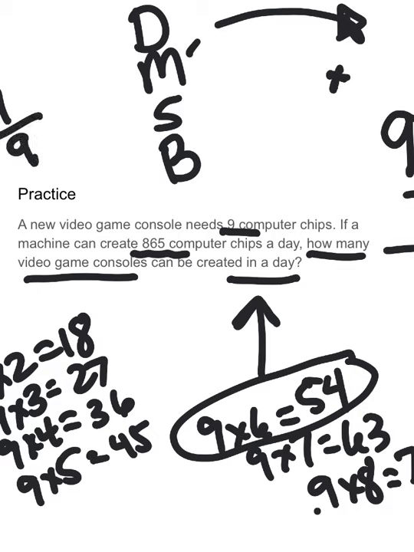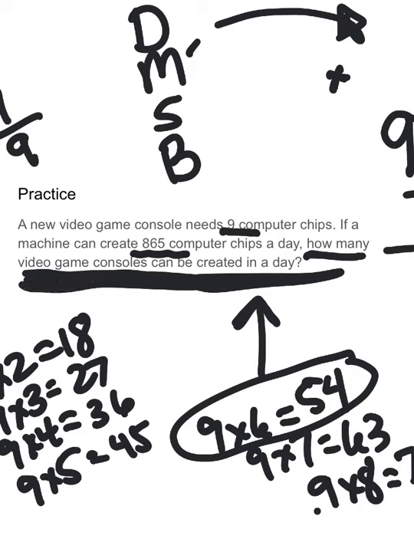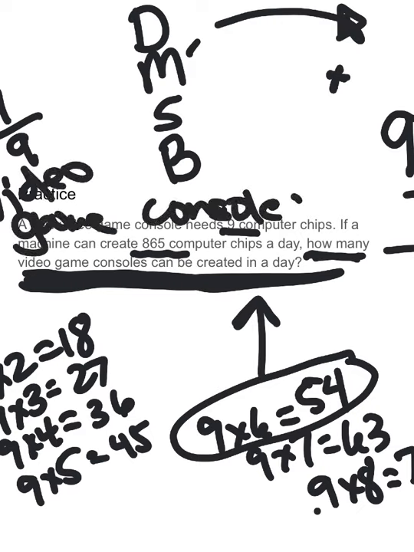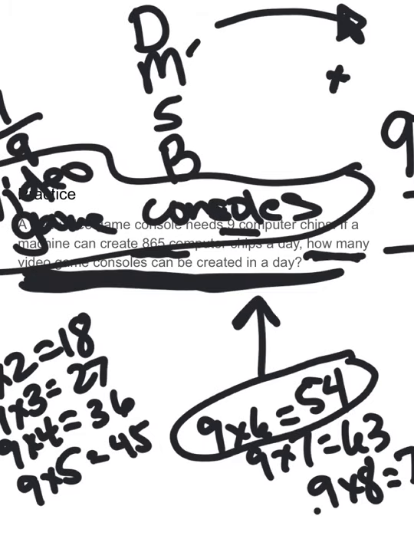It asks me how many video game consoles can be created in one day. So if I said back to my boss, if I was working there, I couldn't say, well, 96 video game consoles and 1/9. That doesn't make sense. So in this case, I'm going to drop the remainder, and I'm going to say in one day, we can make 96 video game consoles. And that would be my answer for this one.